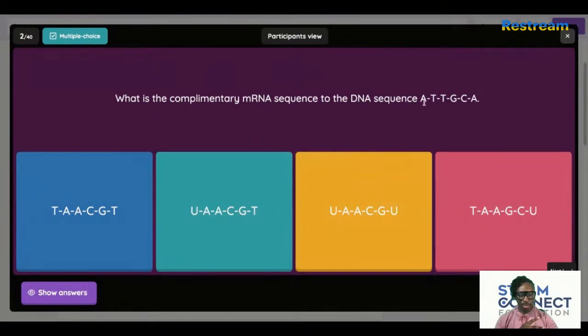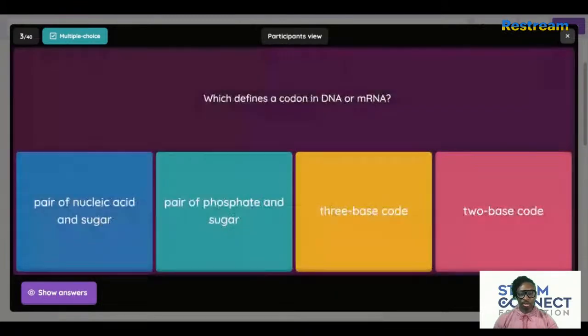Okay, so A pairs with U, T pairs with A because RNA still has adenine. So UAA, G pairs with C, C pairs with G, and then A again will pair with U. So that's correct. You will not have any T's or thymines in your RNA. All right, very good. Next question.